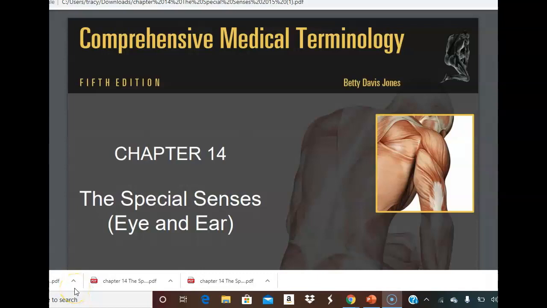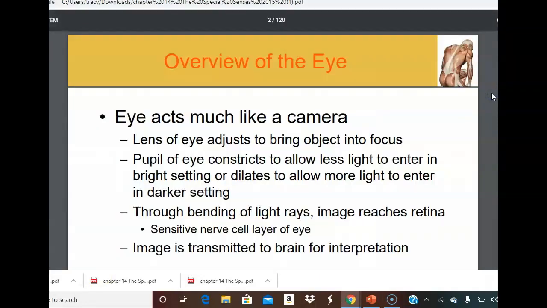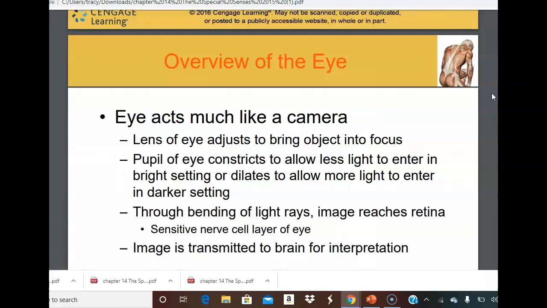Okay, everybody, here we go with special senses. This is chapter 14. This encompasses both the eye and the ear, okay? We'll cover the eye first, and the eye is really cool.